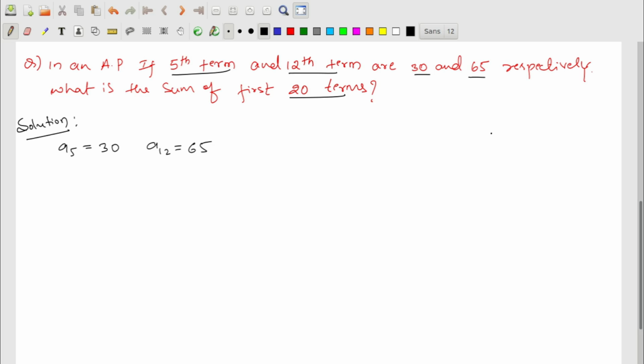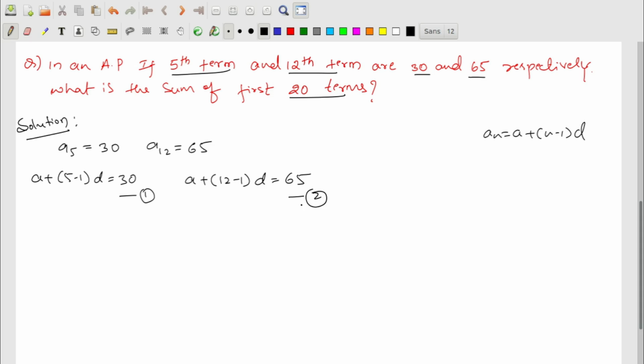So we know the formula an is equal to a plus n minus 1 into d, right? If you apply this formula to these two, you will get a5, that is a plus 5 minus 1 into d, is equal to 30. You can take this as equation number 1, and here a12, a plus 12 minus 1 into d, will be equal to 65, right? Now this is the given data, but what we need is the sum of the first 20 terms, that is S20, right?